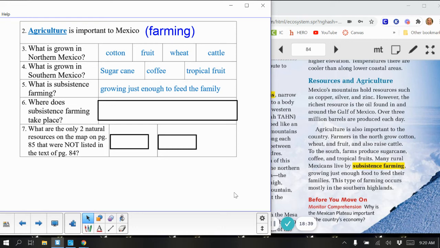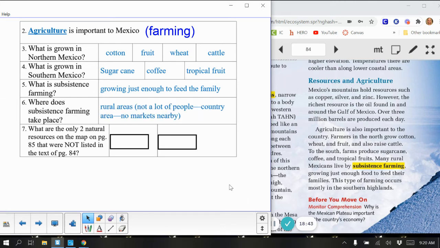And where does the subsistence farming take place? This type of farming occurs mostly in the southern highlands. So this is in rural areas, where there's not a lot of people. So out in the country, there's not markets nearby. So it makes it more of a necessity for them to grow their own food because it's going to be more difficult for them to travel to get their own food.